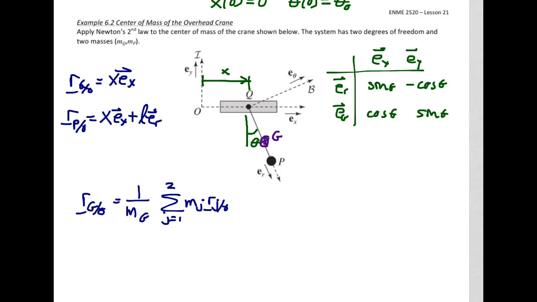And so to finish calculating the location of the center of mass, we weight these positions: the mass of P multiplied times RP with respect to O, plus the mass of Q multiplied times RQ with respect to O, according to our formula, and then divide that by MP plus MQ.